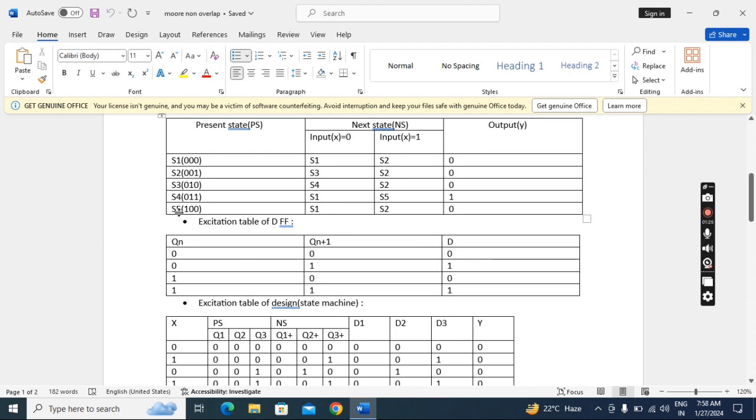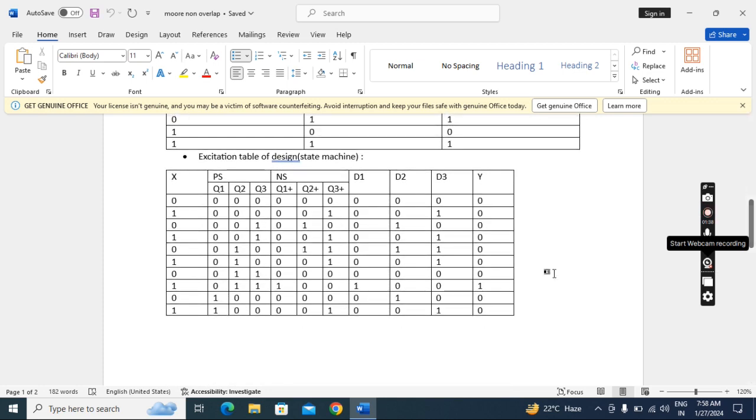So now here, when present state is 100 and when input is 0, we have to write 000 because of S1. So for 1000, we have to write 000. This is the only change. Okay. And the output we write accordingly.